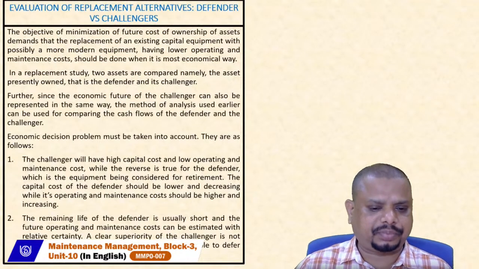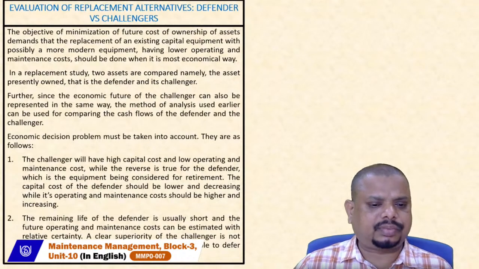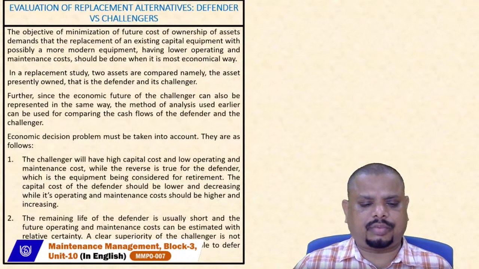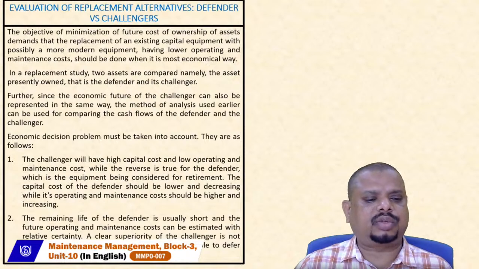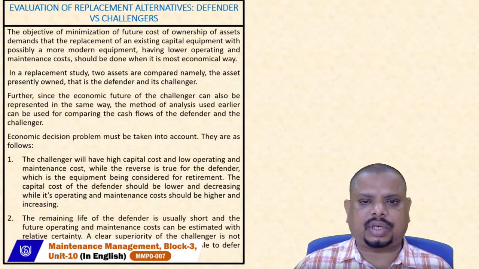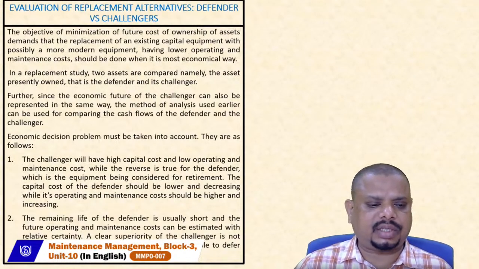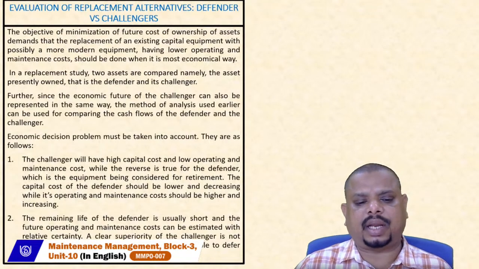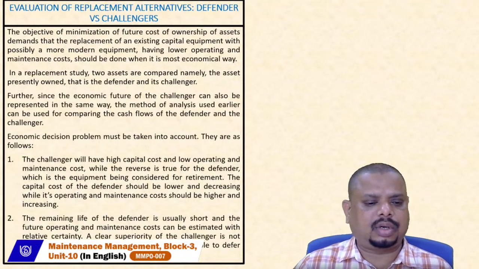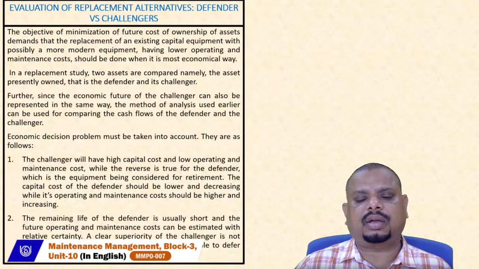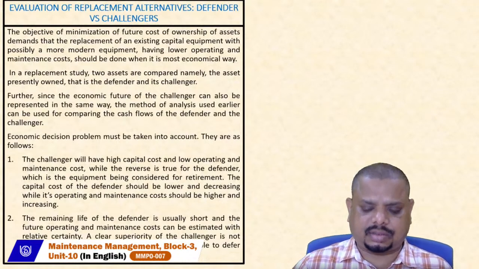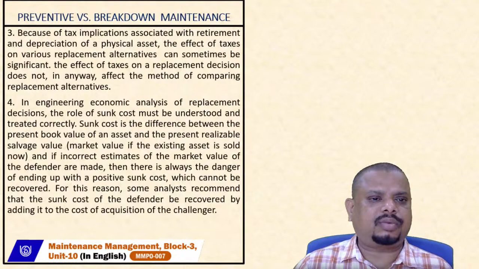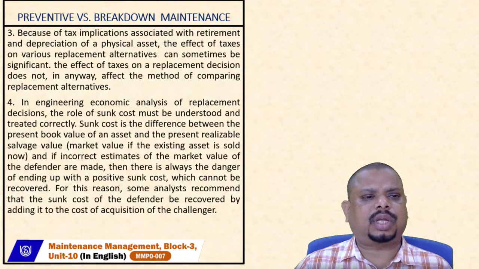This is one aspect. The next important part is, if you go for the defender point of view, in that case they usually have a shorter horizon and the future operating and maintenance costs can be estimated with some certainty. But in the case of challengers, they are brought out by the analysis, which is advisable to the defender when taking replacement decisions.